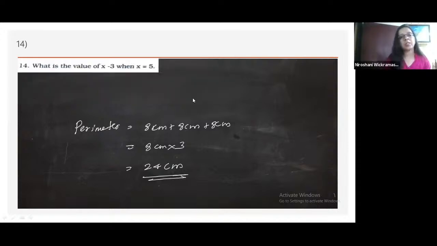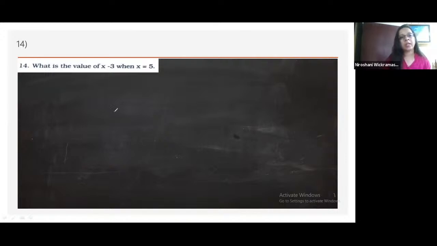Next one, 14th one. What is the value of x minus 3? X is 5, so 5 minus 3 is 2.